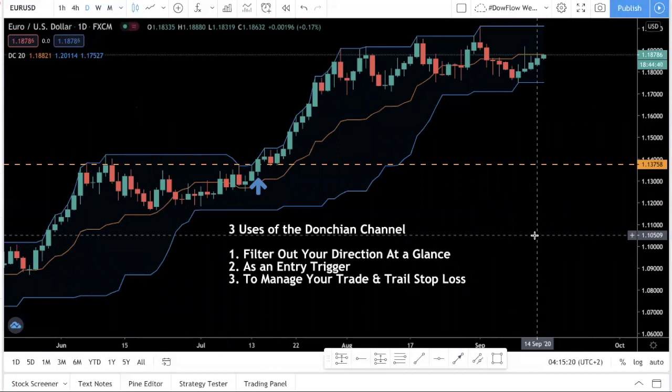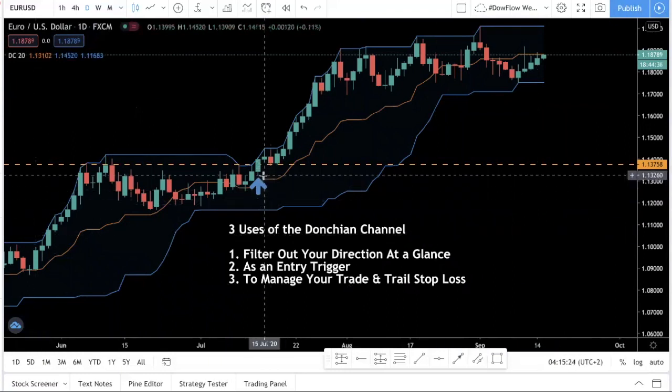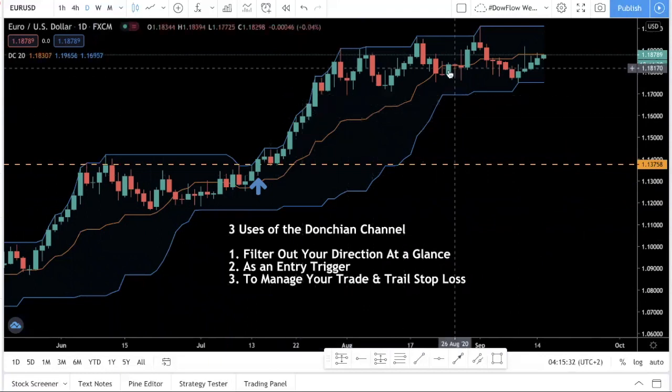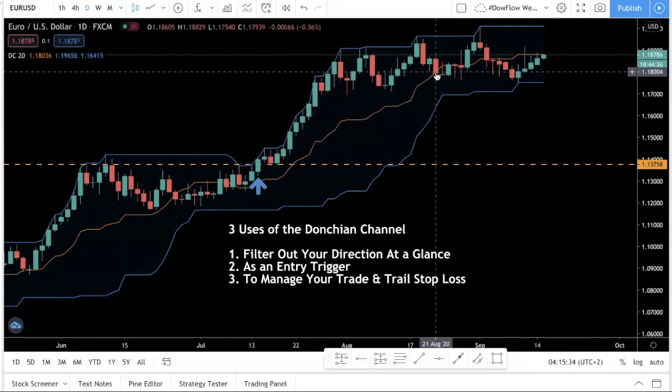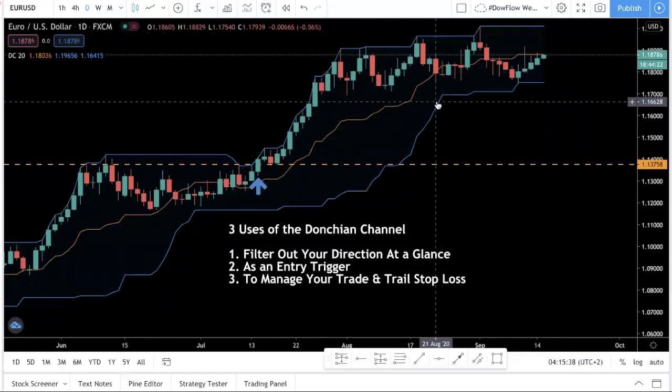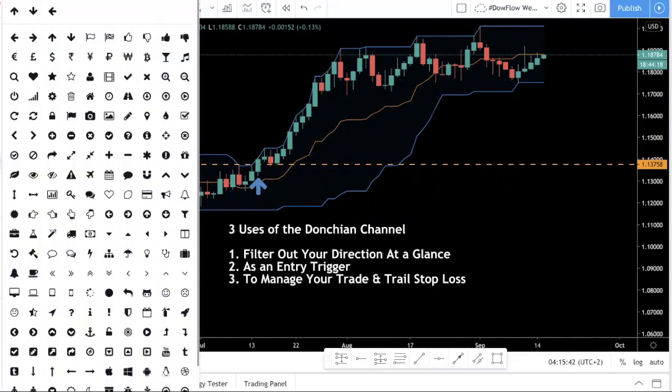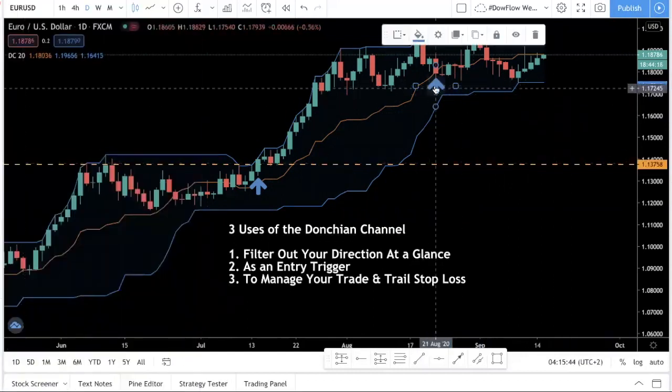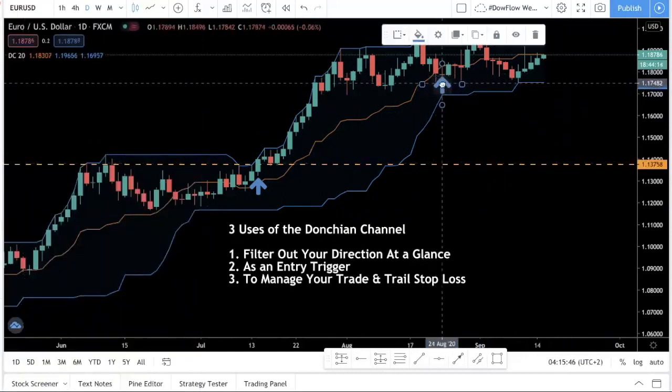Now let me just go through the last one. Let's say you entered the trade over here. You can also use the Donchian channel as a trade management tool to manage your trade. So let's say price keeps going up. What you can do is monitor for price to break below the orange line, which is the average of the upper and the lower band. If you want to be more conservative, you could have exited somewhere here when price broke the orange line.